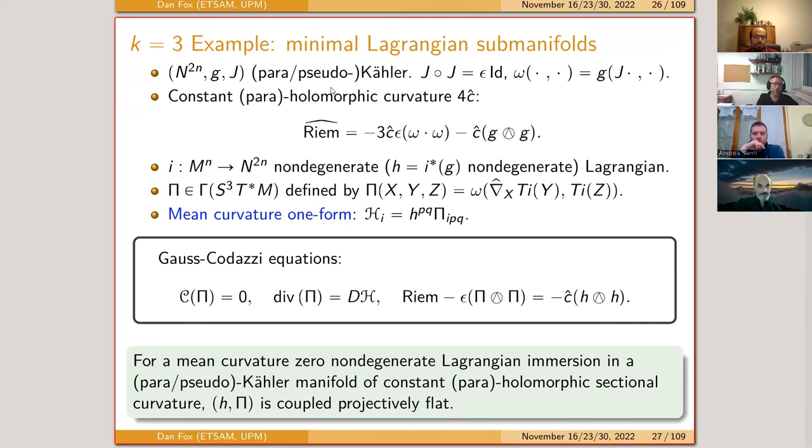The mean curvature one-form is its metric trace. And the divergence, the co-closed condition, is expressed in terms of the differential of this with respect to the Levi-Civita connection. In particular, if I have mean curvature zero, I actually get a solution to my coupled projectively flat equation. This is just to show that there actually exist examples of solutions to these apparently very strong equations, and they come from two well-known, interesting differential geometric contexts.